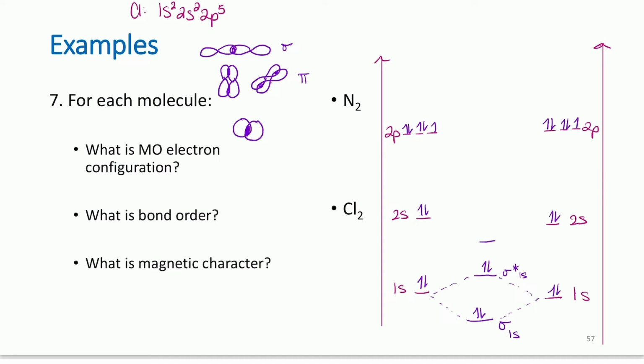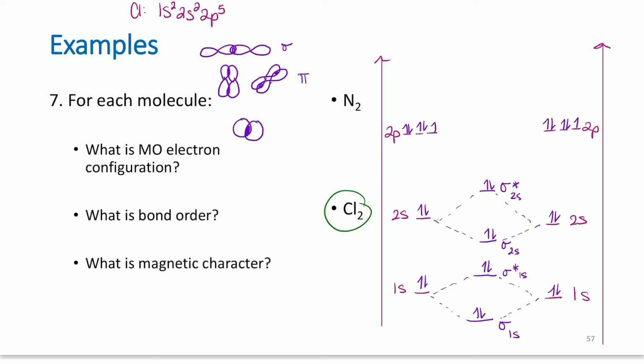Our 2s also combine, 2 atomic orbitals in, 2 molecular orbitals out: sigma 2s, sigma star 2s, 1, 2, 3 and 4. Now onto my 2p's. Remember, the p's are going to form 2 sigma and 4 pi molecular orbitals. One bonding sigma, 2 bonding pi, 1 antibonding sigma, 1 antibonding pi.